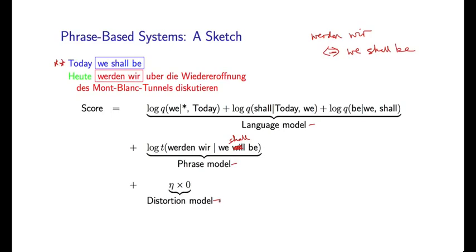And finally, we have a distortion cost. And again, notice that in doing this, we haven't skipped over any German words. We've chosen the next phrase completely adjacent to heute, which is the current translation. Sorry, the current translation has translated heute, and the next phrase is adjacent to this, and so we've skipped over 0 words, and so this cost is 0.